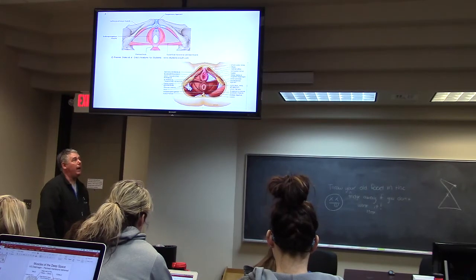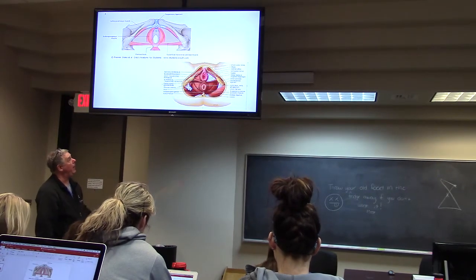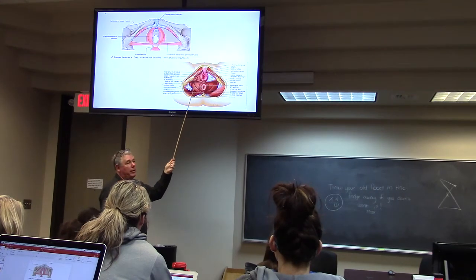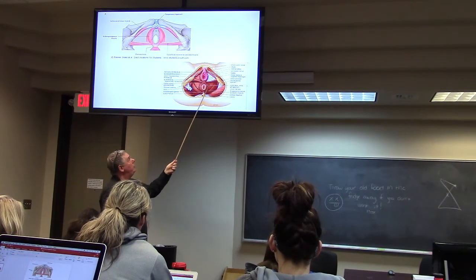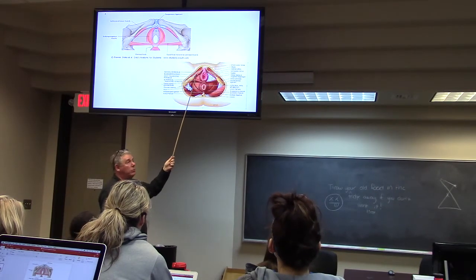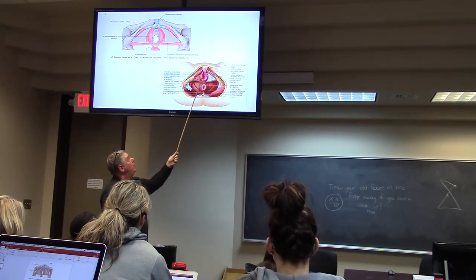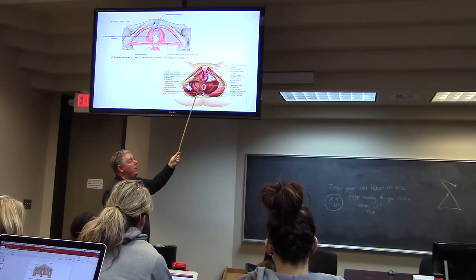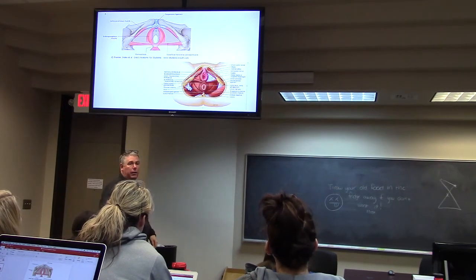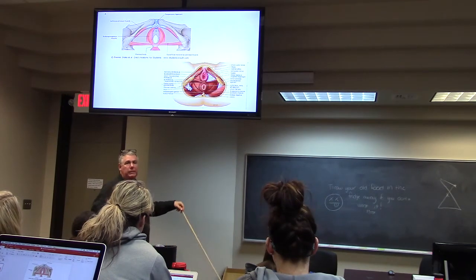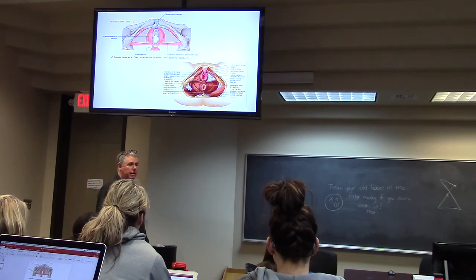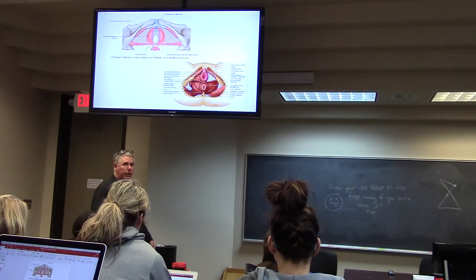Here's another slide that puts it all together. There's the perineal membrane, there's the deep transverse perineus muscle, superficial transverse perineus, bulbospongiosus, ischiocavernosus, clitoris, prepuce, P-R-E-P-U-C-E, the hood over the clitoris. Bam, that's it. Now you know it all. All your junk, it's that simple.